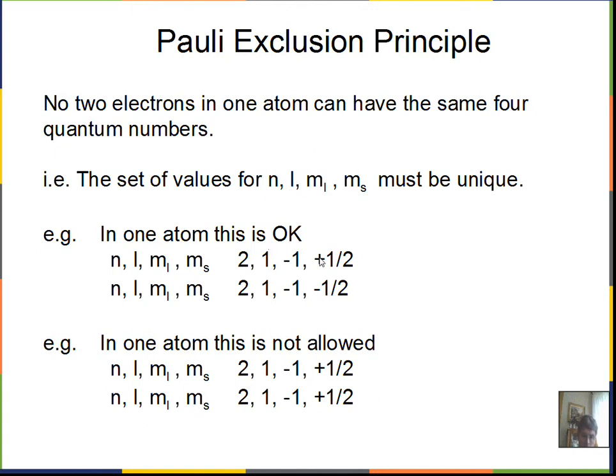So in one atom, this is allowed: 2 for n, 1 for L, minus 1 for m sub L, and plus a half for the spin, or 2, 1, minus 1 and minus a half. These numbers are different. It's a different set. That's allowed. Now a second electron in one atom with n of 2, L of 1, m sub L minus 1, and the spin quantum number again plus a half. This is not allowed. These two sets are identical. Pauli Exclusion Principle says no two electrons can have the same 4 quantum numbers.